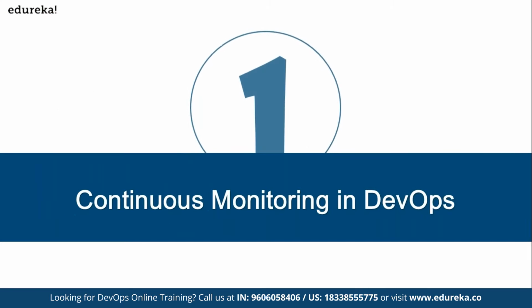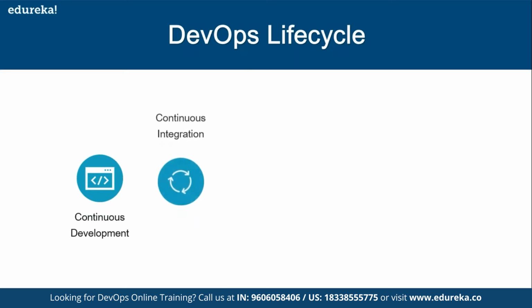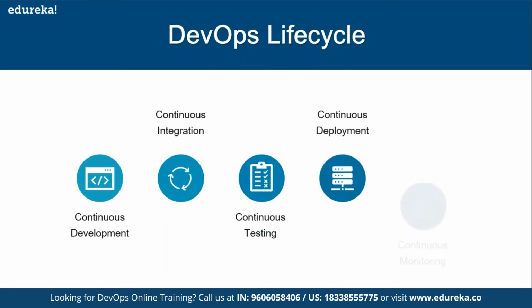Let's begin. Continuous monitoring in DevOps, right? So there are these phases in a DevOps lifecycle. There are various phases like continuous, right? You have continuous development, continuous integration, continuous testing, continuous deployment, and continuous monitoring that constitute the DevOps lifecycle. This is where the birth of Grafana really happened. So we'll have to discuss this.